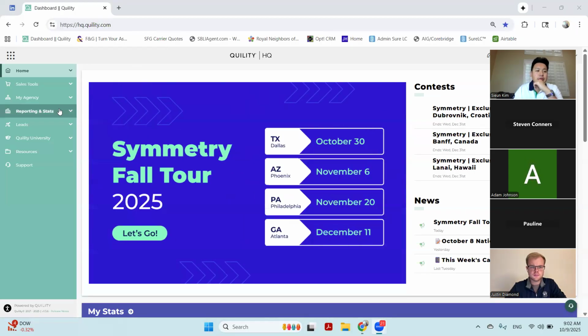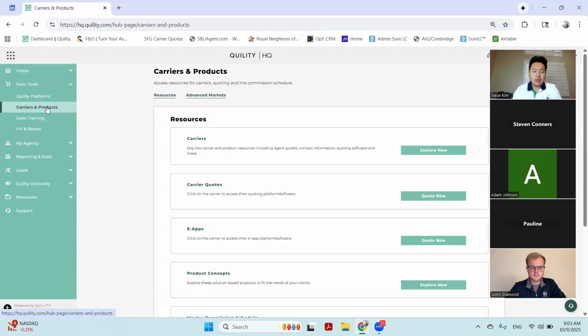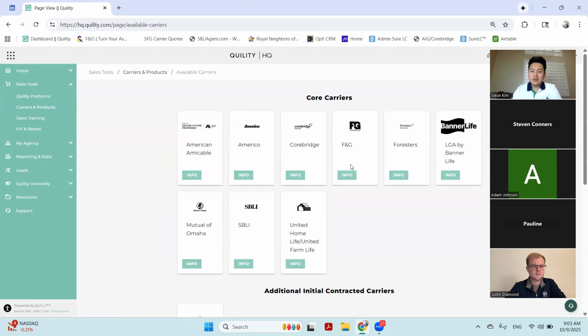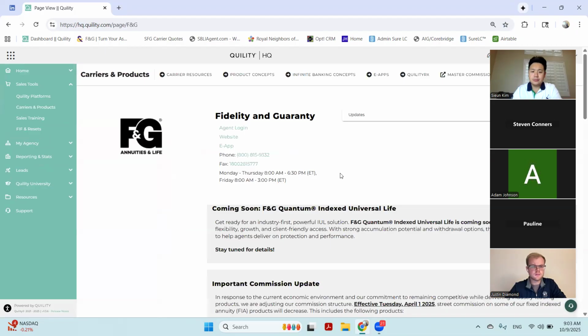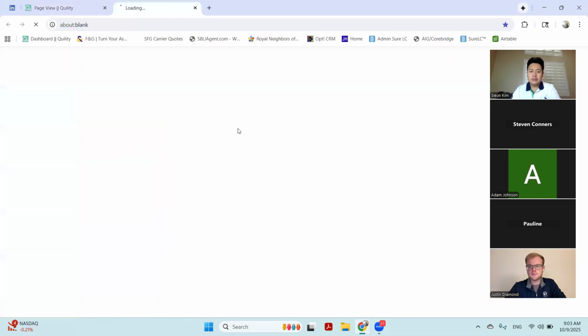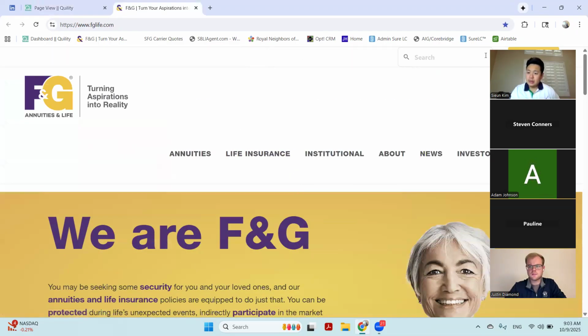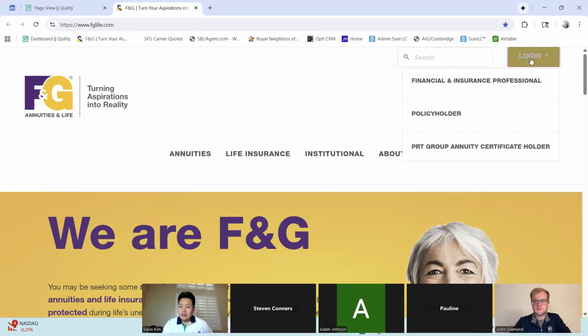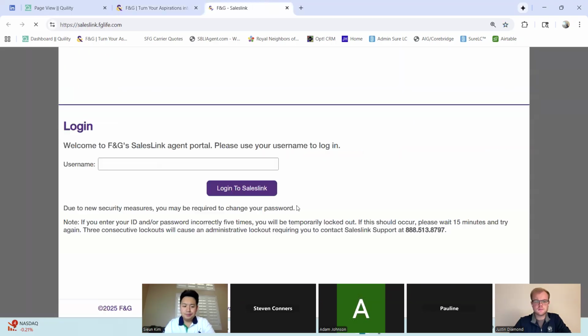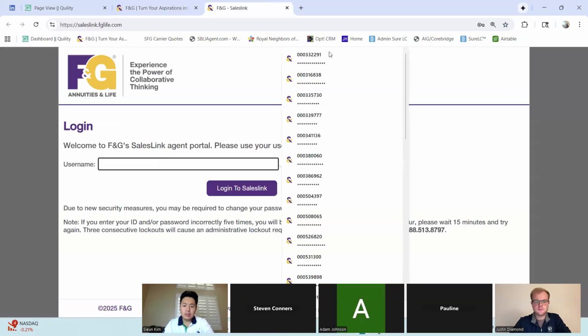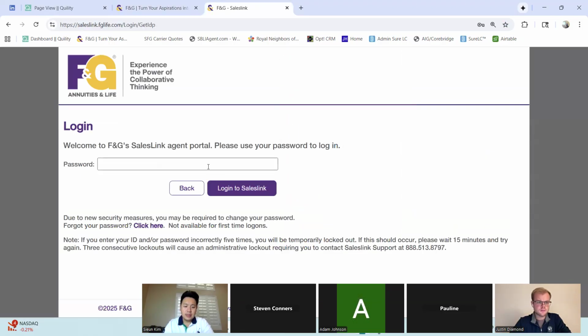So first of all, you can go to hq.quility.com. This is your homepage. And under the sales tools, you're going to go to carriers and products. And then carriers, you see explore now, FNG. You see agent login. And once you click that, you're gonna go to this website, click login, financial and insurance professional. Then you're gonna use your information to log in.